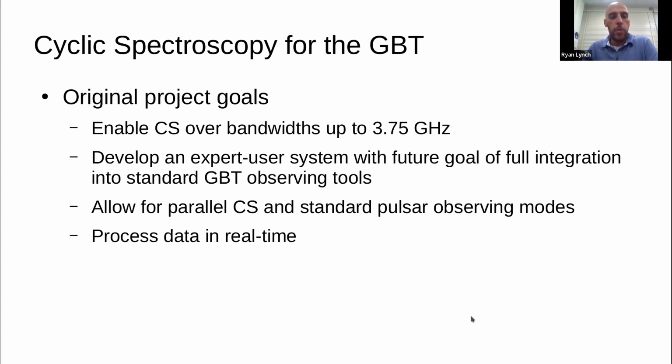We wanted to allow for parallel cyclic spectroscopy and standard pulsar observing modes. One of the important use cases for this is NANOGrav observing. NANOGrav is observing a suite of millisecond pulsars over the course of many years in order to look for very small scale effects of potentially gravitational waves. And so with a data set like that, you want to have a period of overlapping observations in order to verify that you fully understand the observing modes and the data that you're getting, verify data quality.